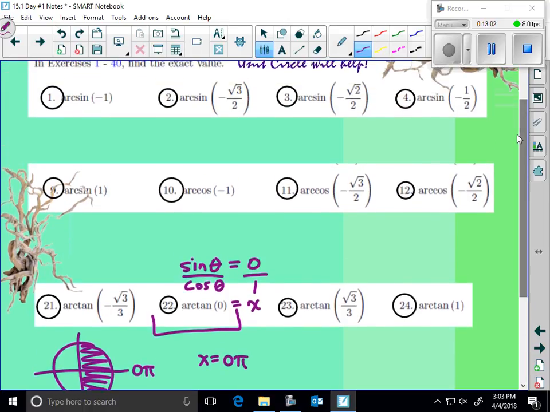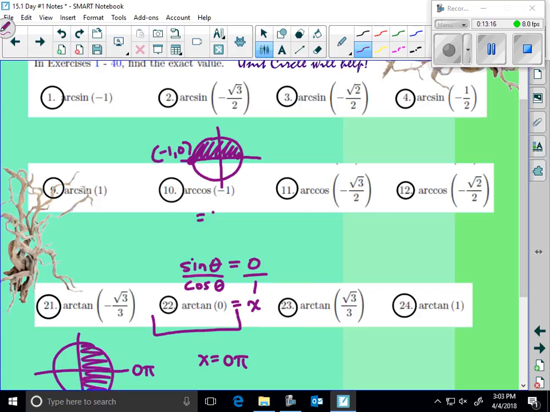One more. Where is the arc cosine -1? Well, arc cosine restricted to quadrants 1 and 2. Where would the cosine be -1? That would be right here at this point, -1, 0. And that location would be pi. So if that were x, x would equal pi. All right, let's get on to a couple more complicated questions.